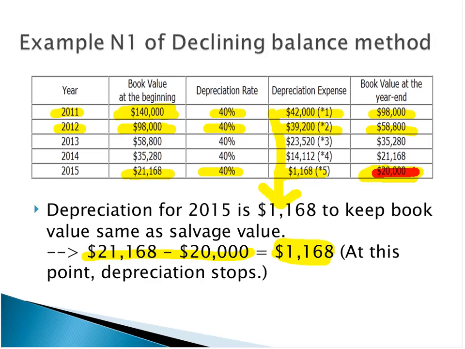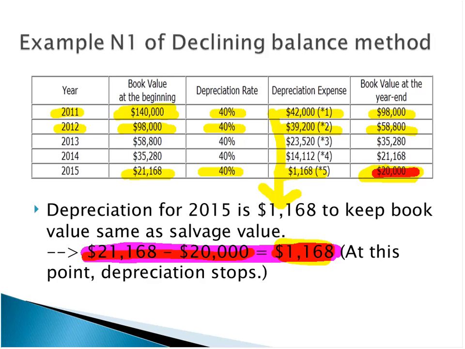So that's why we have to deduct from our book value at the beginning of the year the salvage value, which is the disposal value at which we are going to sell it, the 20,000, and put the balance under depreciation expenses, which would be only 1,168. Okay? So you should consider this formula. It's very important, this one.